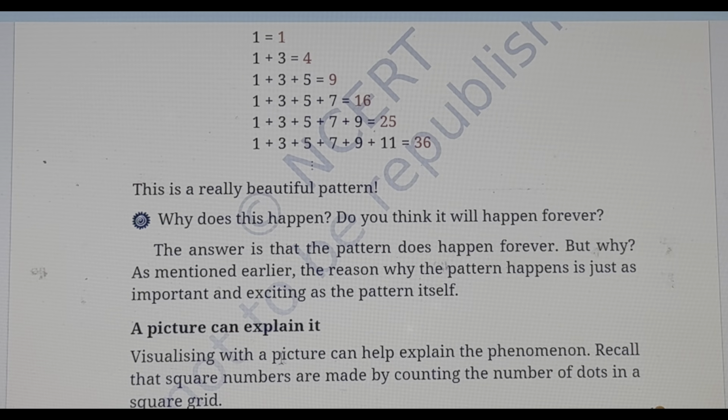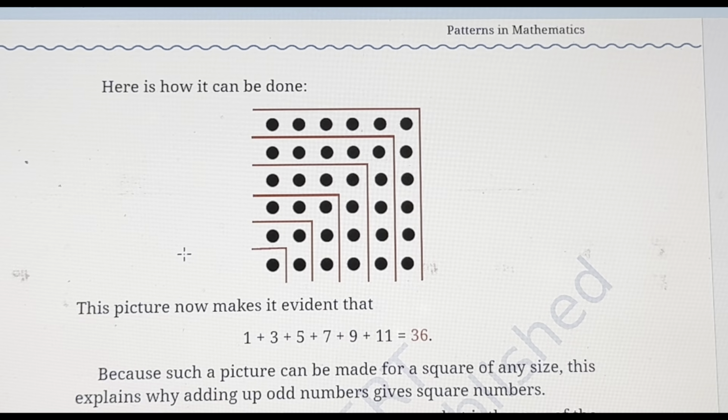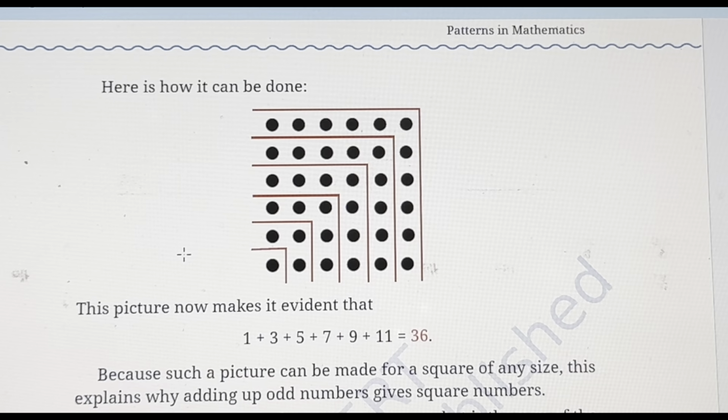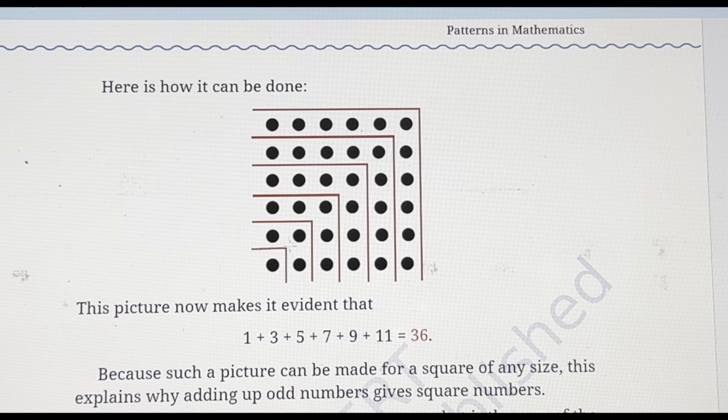Now a picture can explain it. Visualizing with a picture can explain the phenomenon which we just saw. So we'll understand the relation between odd numbers and square numbers through this picture. You see this grid is a 6 by 6 square grid. So there are 36 dots. Now if we look at the first square, you just see the cursor where I'm showing. So if you divide it like this, this is 1 and these are 3 dots. So 1 plus 3 gives you 4.